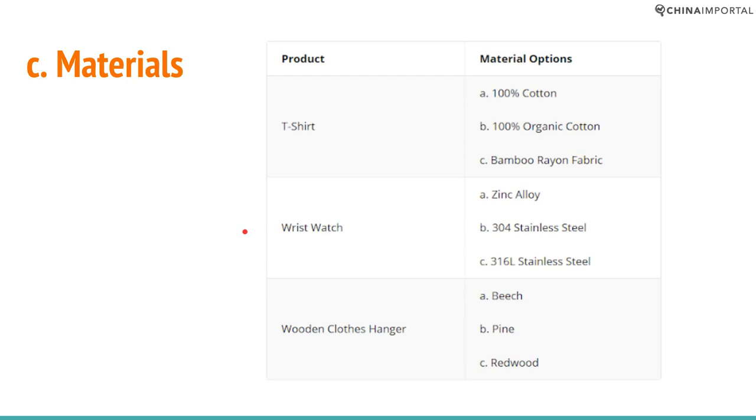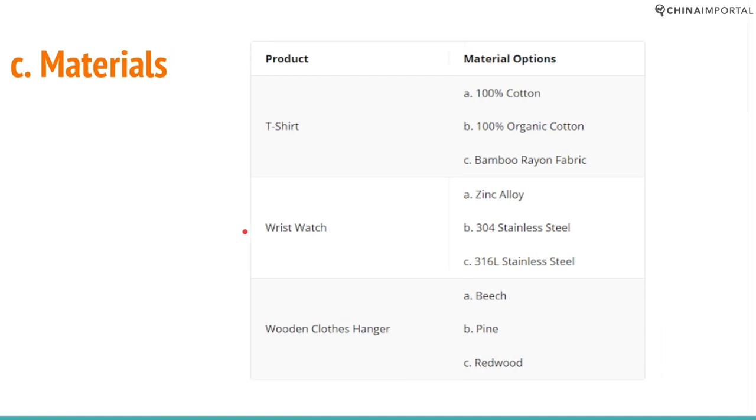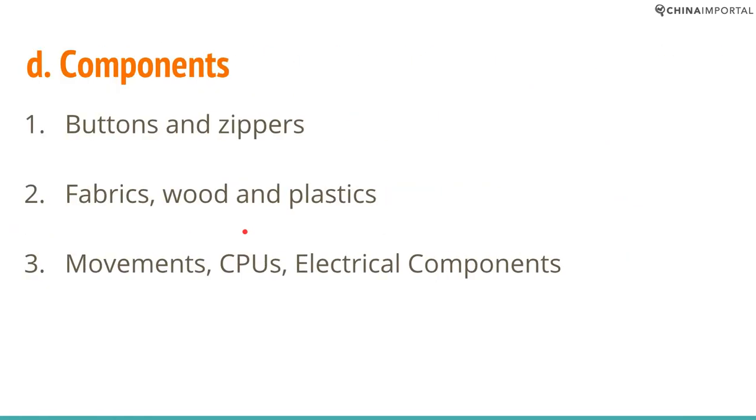So you can pick different materials. Right, components, and then we have buttons and zippers, fabric components, wood and plastics, and so on. You can choose movements, CPUs, electrical components. This is just a mishmash of a bunch of different categories.